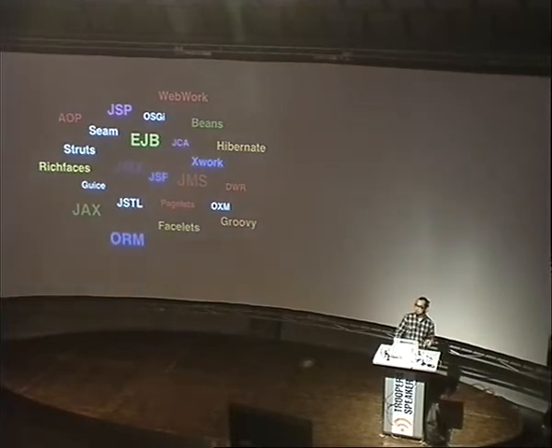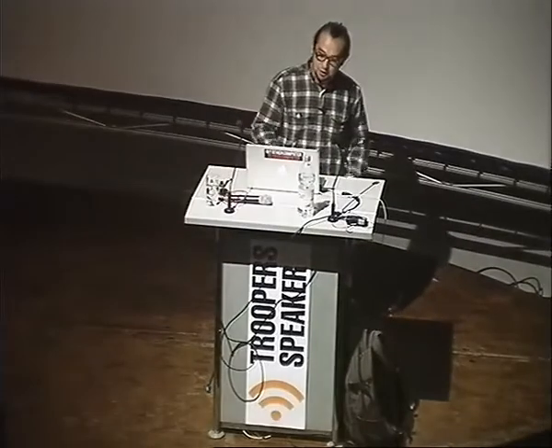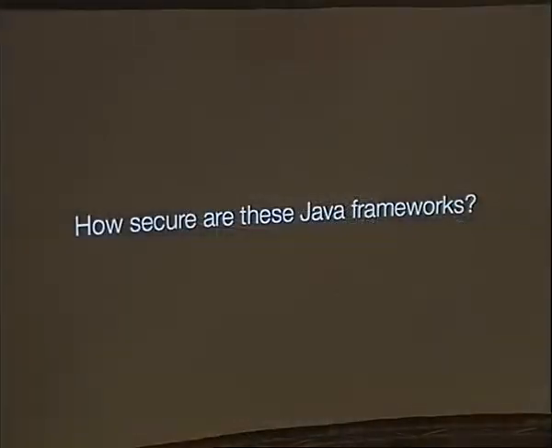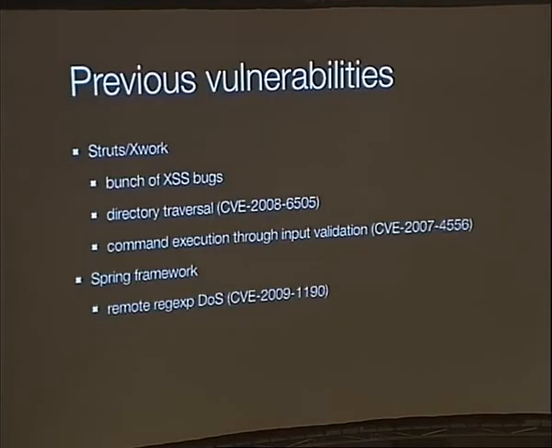So the question is, how secure are those frameworks? So we have a lot of code, and as we know, the more code you have, the more vulnerabilities you have in that code. Looking back at the history of vulnerabilities in Java frameworks, we see that in addition to some not very serious XSS vulnerabilities and directory traversal, there was one vulnerability in Struts which was actually interesting, which had to do with validation.